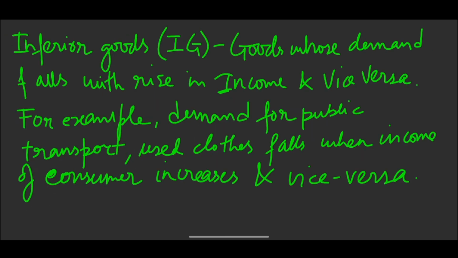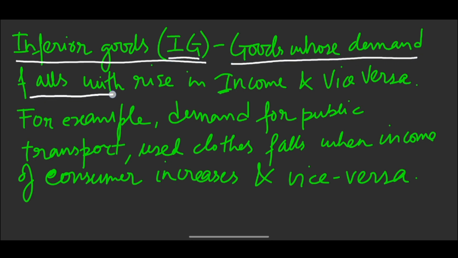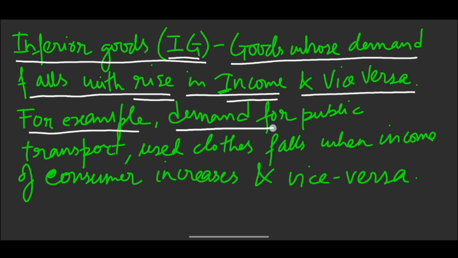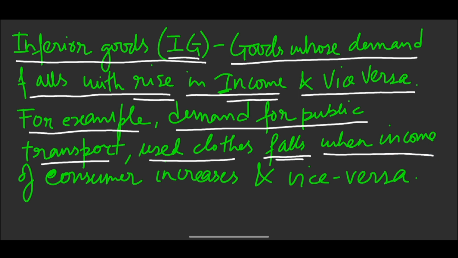Now we will move our focus to inferior goods or in short IG. Goods whose demand falls with the rise in income and vice versa. For example, demand for public transport, used clothes falls when income of consumer increases and vice versa.